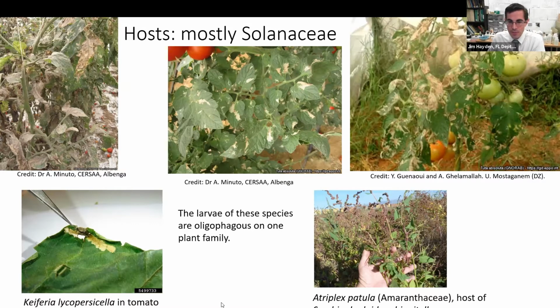Down here, I'm sharing this one photograph of something on Atriplex patula. Amaranthaceae is a different family, but I'm going to mention this weird little critter later on. So to be clear, most of these species of moths feed on only one family. If it's Tuta absoluta, there might be some records of it feeding on crops that are not Solanaceae, but they're really peripheral. They're not much to worry about.